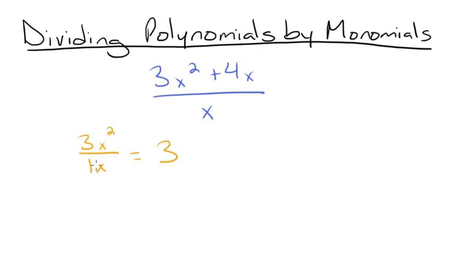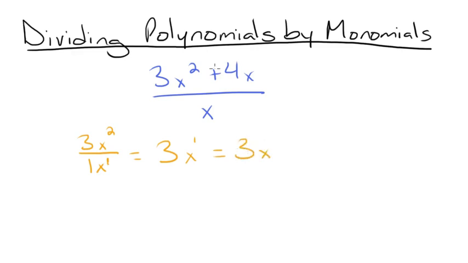So x squared divided by x. Remember, any variable that's not raised to a power is really raised to the first power. So this is the same as x squared divided by x to the first, and 2 minus 1 is 1, so we simply have x to the first, and this, of course, can simplify to 3x.